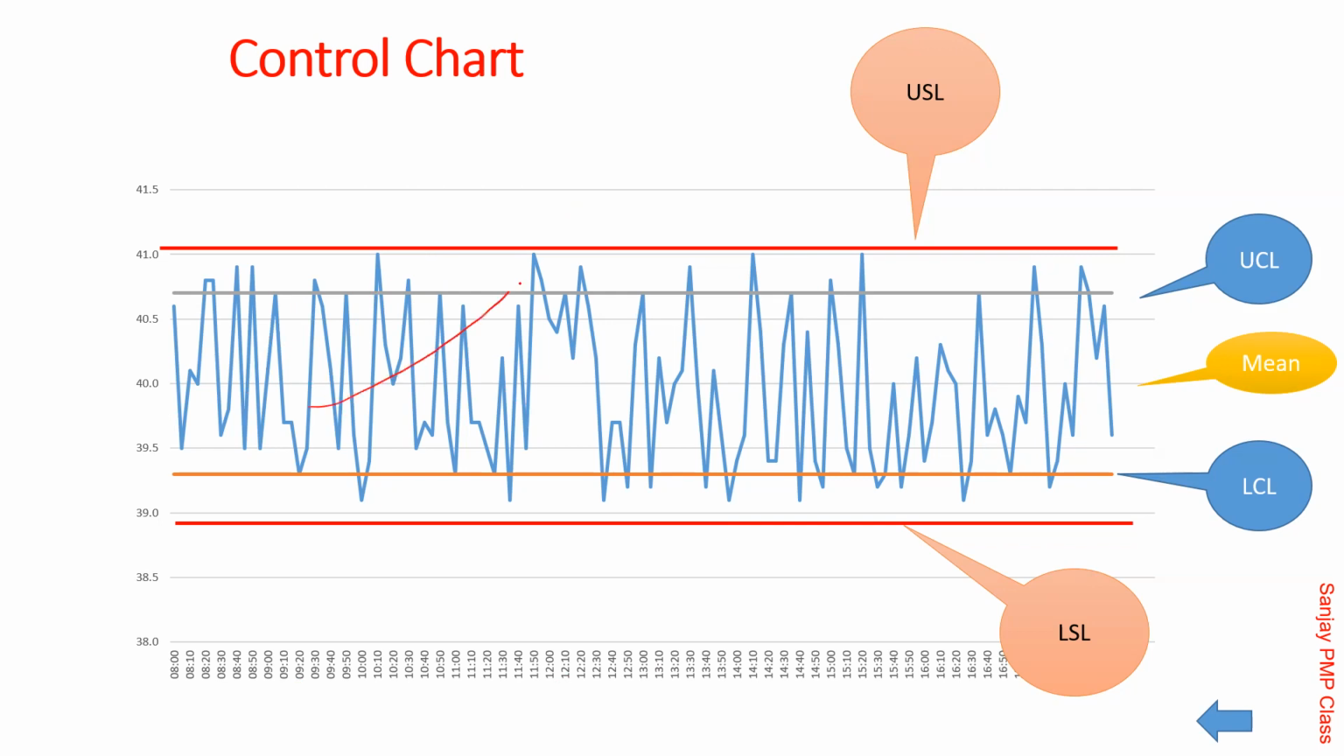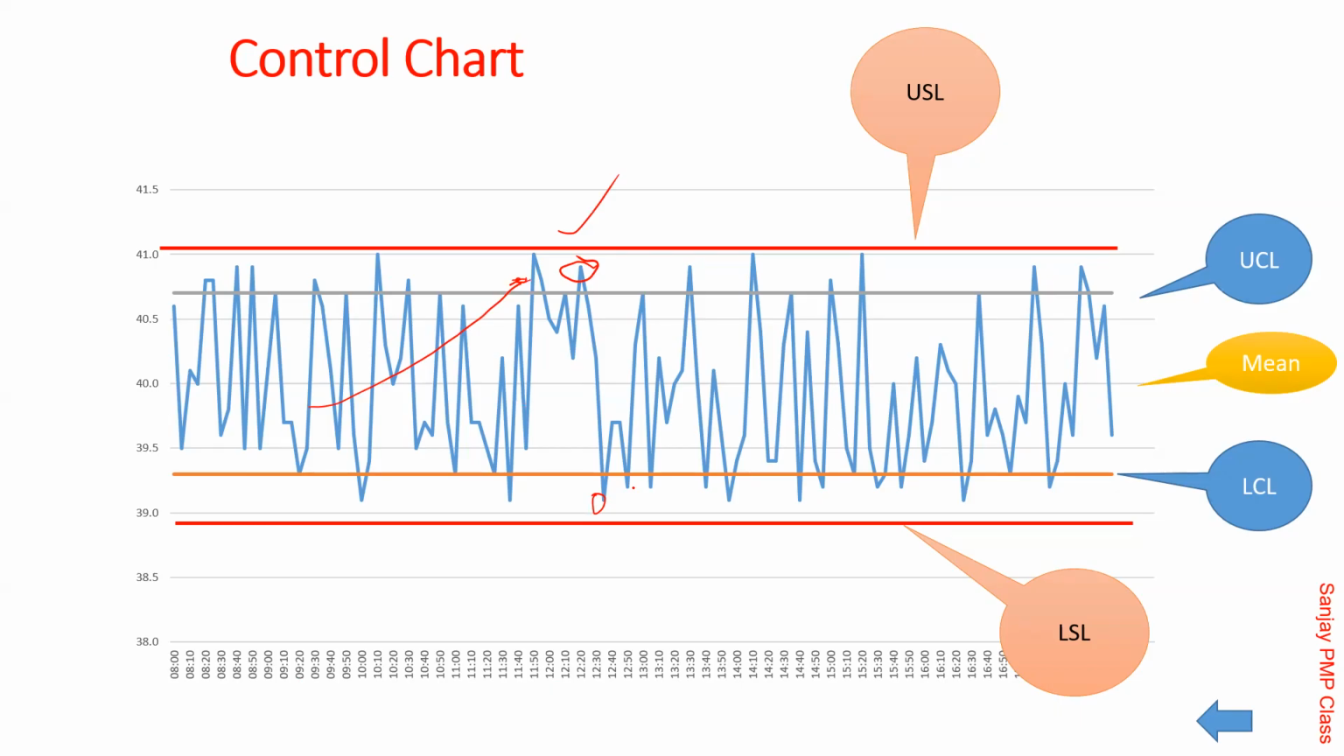Another thing is that whenever it crosses the control limit, the biggest advantage is that the part created here is still not defective as per the customer because it is well within 41. These parts are not defective, but they give you an alert that I need to do something to rectify this process. That is the advantage of the control chart.